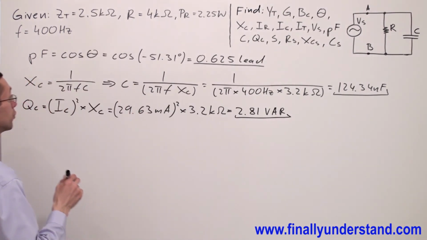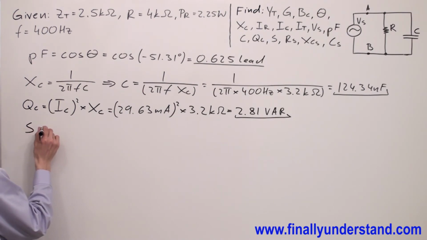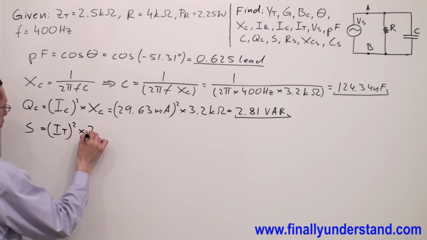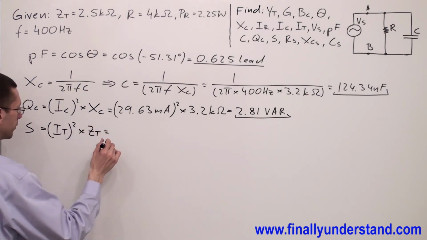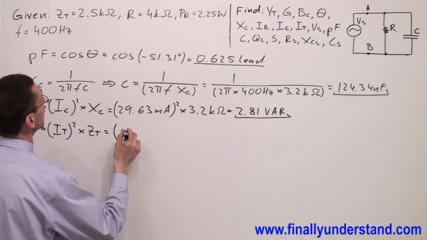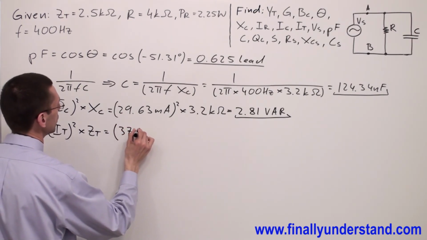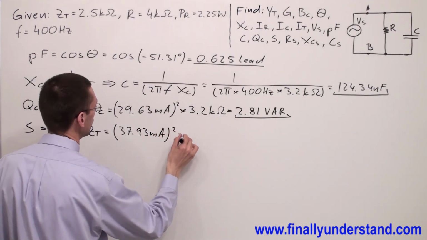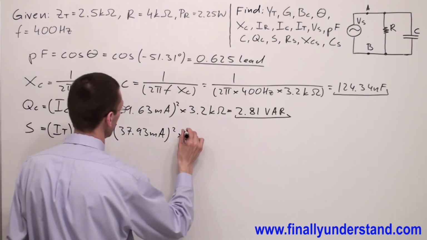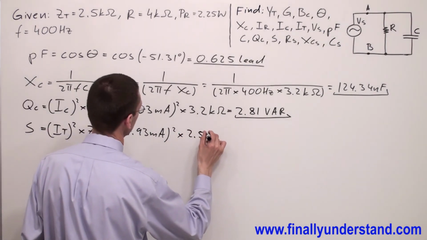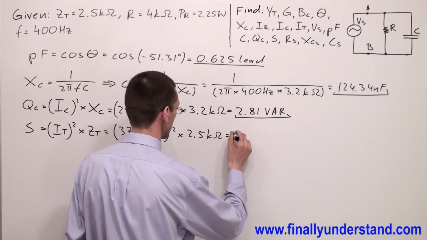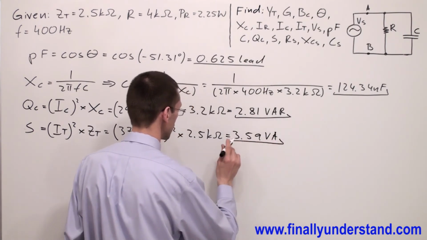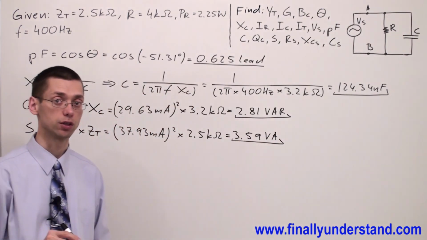Next, we're supposed to find the apparent power. S is equal to I total raised to the second power times Z total, which is equal to, I total is 37.93 milliamps raised to the second power times Z total, which is equal to 2.5 kiloohms. This is equal to 3.59 volt ampere. And this is the apparent power in my circuit.